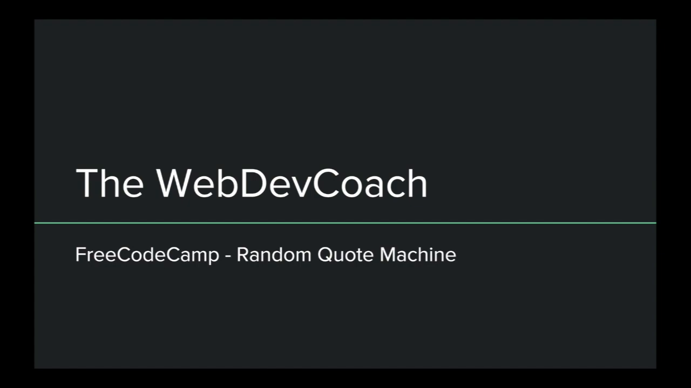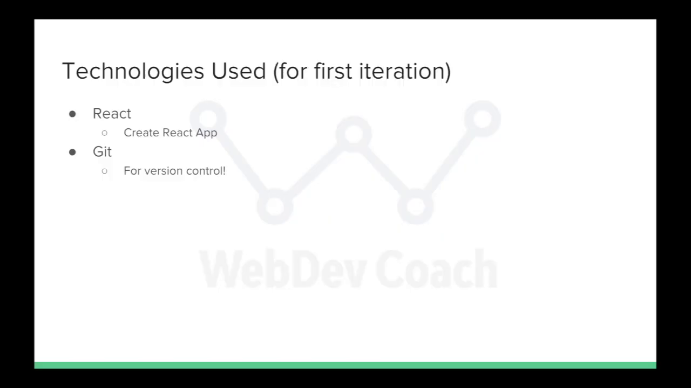So that's what I'll be going through today, looking to teach you exactly how to start a project, more specifically how to start a FreeCodeCamp project, and let's get started. So the technologies that we'll use for the first iteration of the random quote machine will be React and Git.